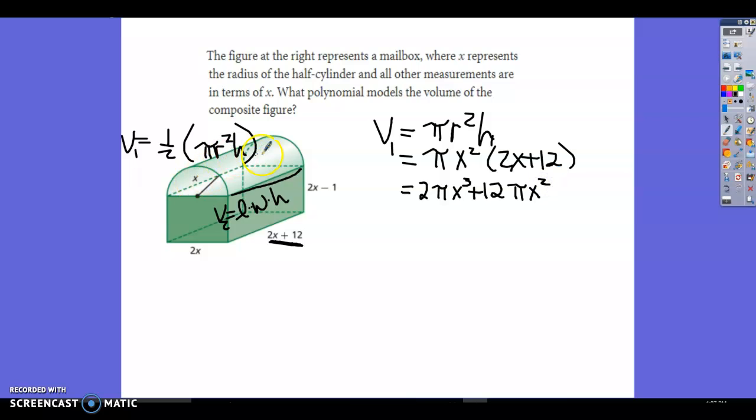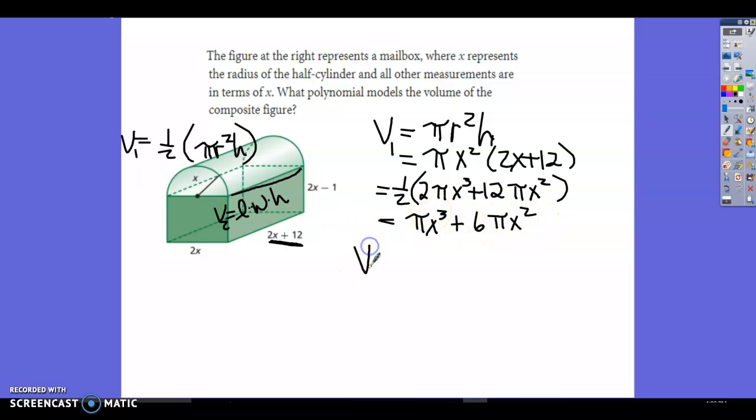Now, that's the volume of a cylinder. We need half of that because the top of this mailbox is only half of that. So let's erase this, and I'm going to put half of that. So half of that's easy. Half of 2 is 1, so we're going to have pi x cubed. Half of 12 is 6. All right, now this represents the half of the cylinder, which is the top of the mailbox.